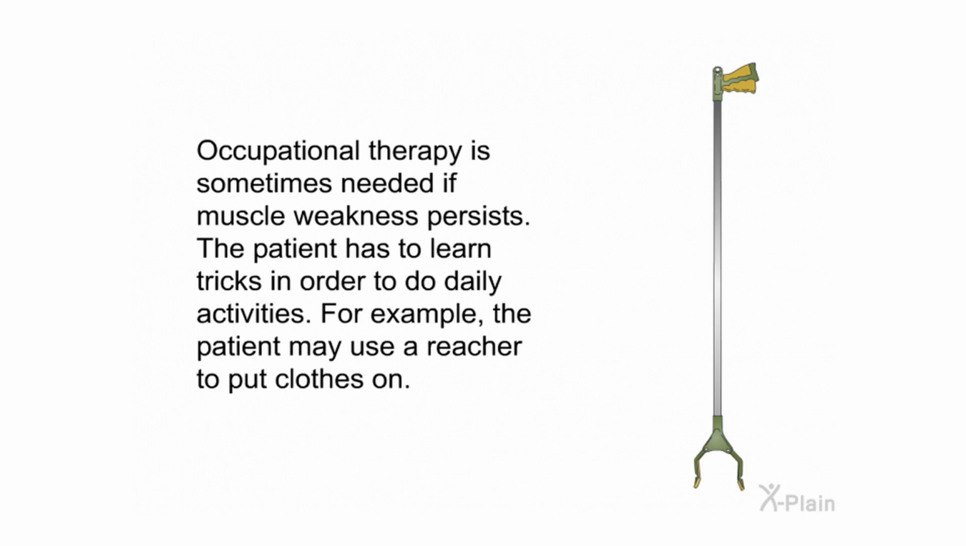Occupational therapy is sometimes needed if muscle weakness persists. The patient has to learn tricks in order to do daily activities. For example, the patient may use a reacher to put clothes on.